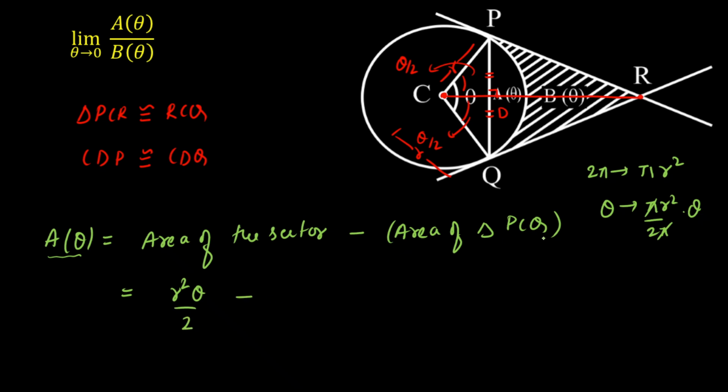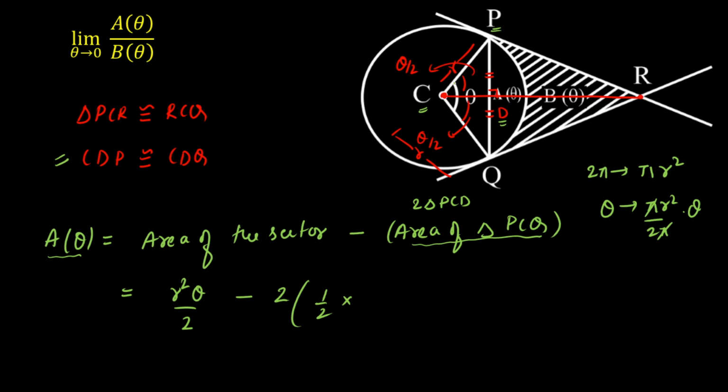Now the area of the triangle PCQ. I can write this as twice the area of triangle PCD. Why? Because the triangles PCD and QCD are congruent. That means half into base into height. Now the base of the triangle PCD will be CD, and DP is the height.